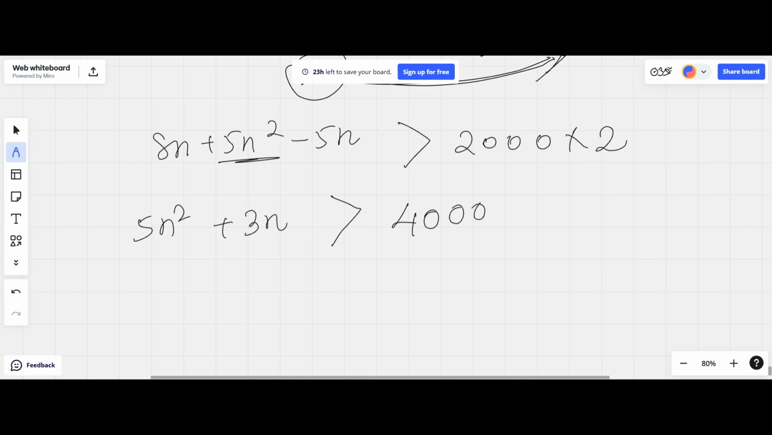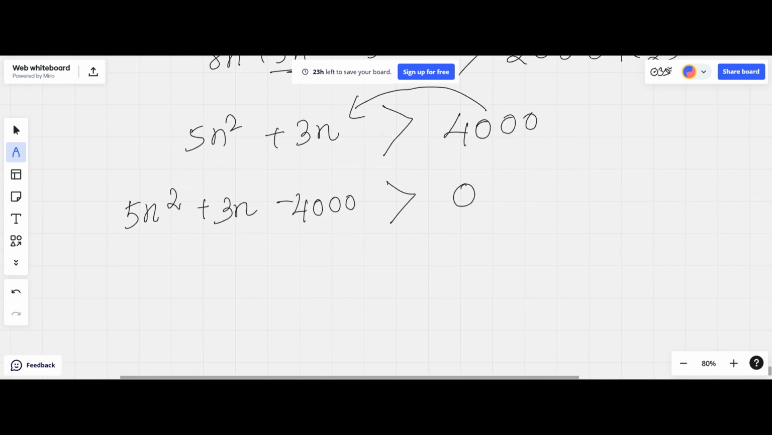Now we got it like this. Now you see here n squared, here n, and there is a number. So basically, you can create a quadratic equation. 5n squared plus 3n, bring this 4000 to this side. If it goes to the left, it will be minus 4000, greater than 0. Now this is a quadratic equation.